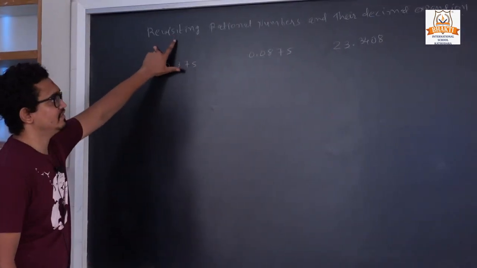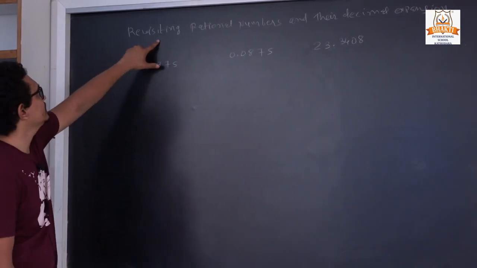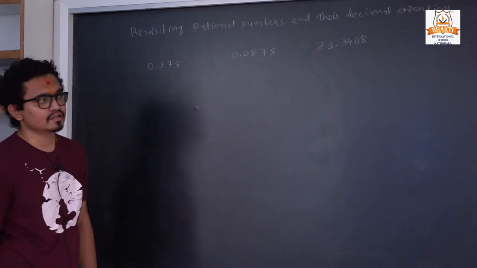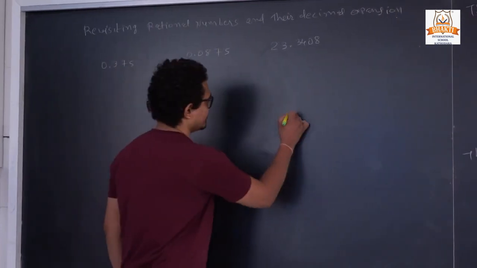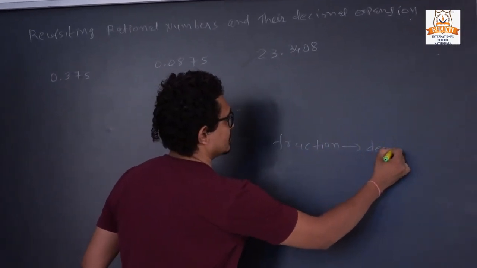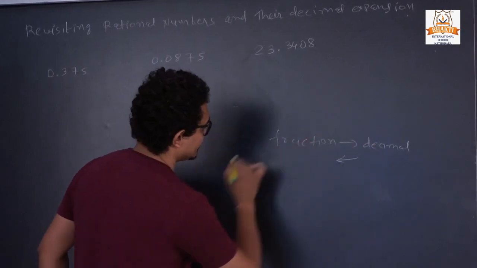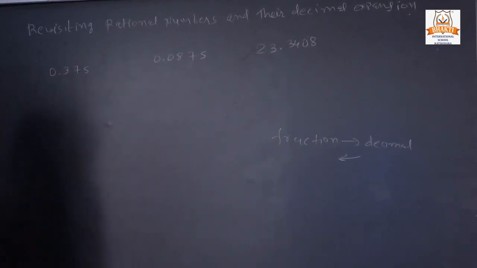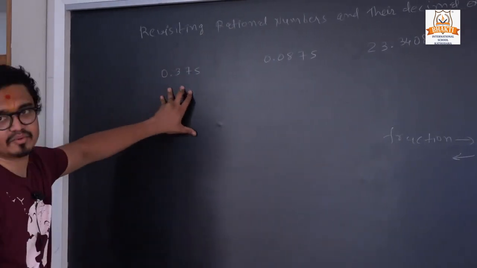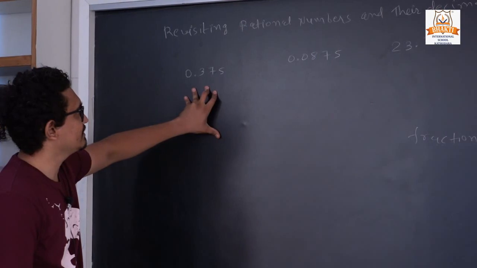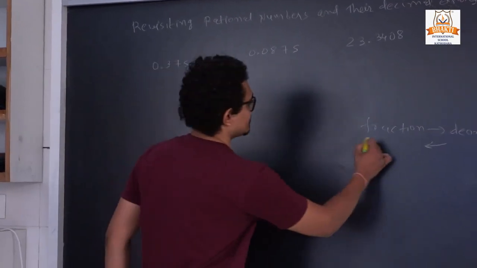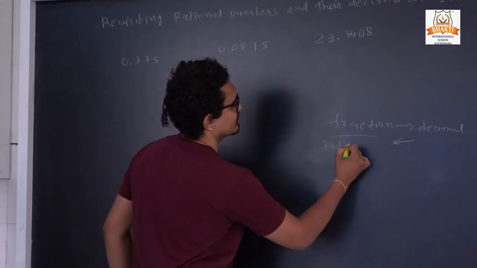So next and the final topic of that chapter is revisiting the rational numbers and their decimal expansion. We already know how to convert a fraction into a decimal or a decimal into a fraction. For that I am taking one example, so from that you can conclude how we can convert that decimal into a fraction, which is also known as the rational number form.